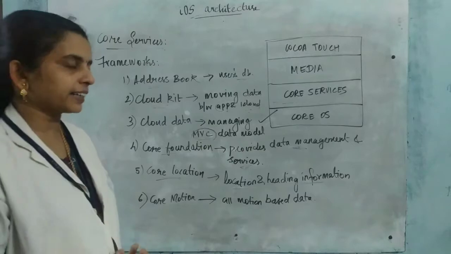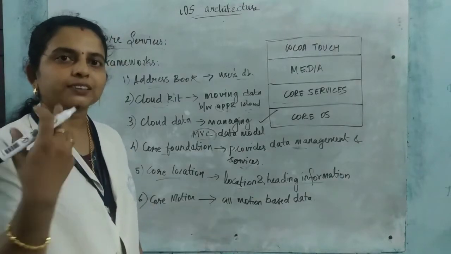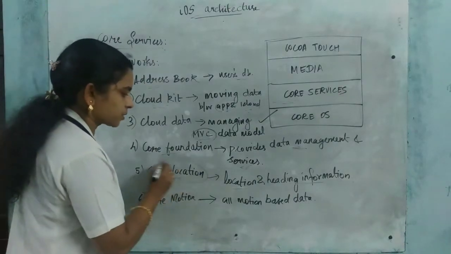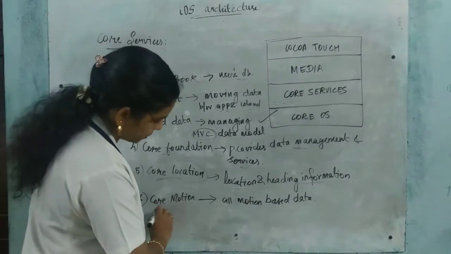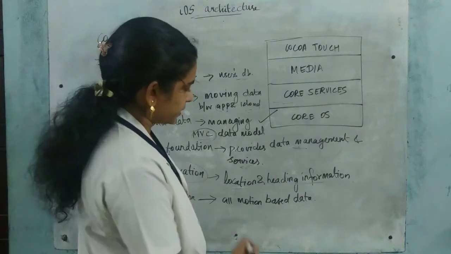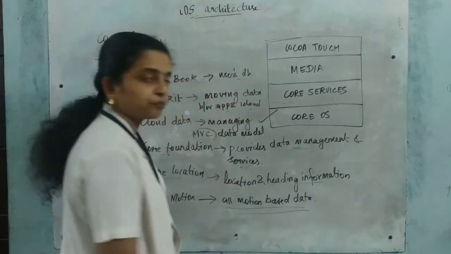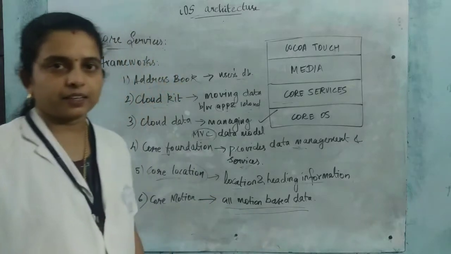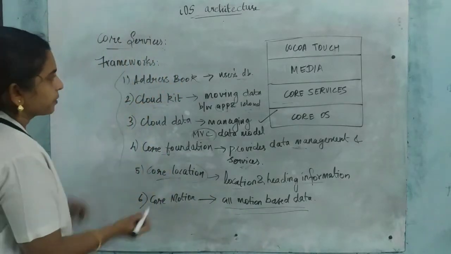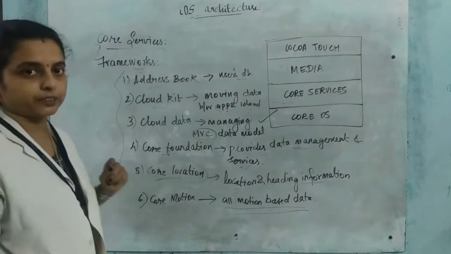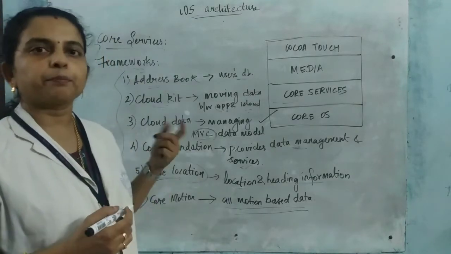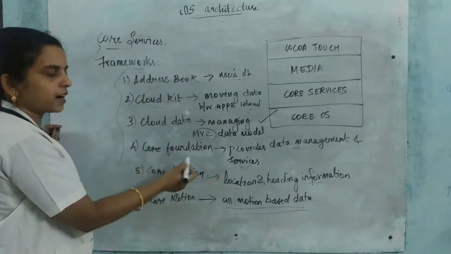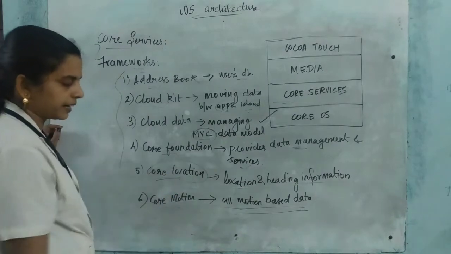Okay, so for getting information like location information or some details related to another device, we can use this Core Location. And the last one is Core Motion. It retrieves all the motion-based data of the devices. Okay, understand? So these are the frameworks provided in the core services, or some of the functionalities done by the core services. Address Book and CloudKit, then Core Data, Core Foundation, Core Location, and finally Core Motion.